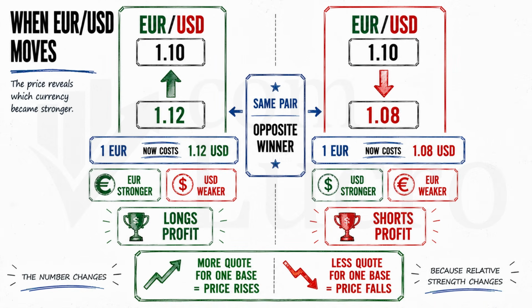Let me put a number on it so it really lands. Say Euro USD moves from 1.10 up to 1.12. What just happened? It now takes more dollars, $1.12, to buy that same 1 euro. So the euro got stronger, the dollar got weaker, and if you were long, you made money. Same move flipped. If it dropped from 1.10 to 1.08, the dollar just got stronger, and the shorts got paid.